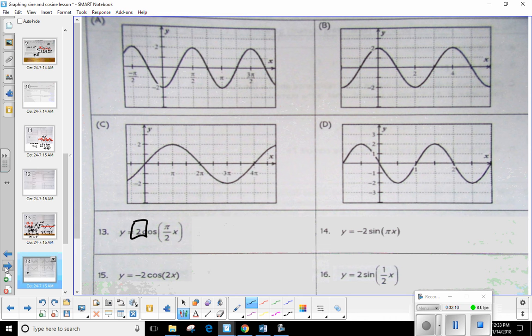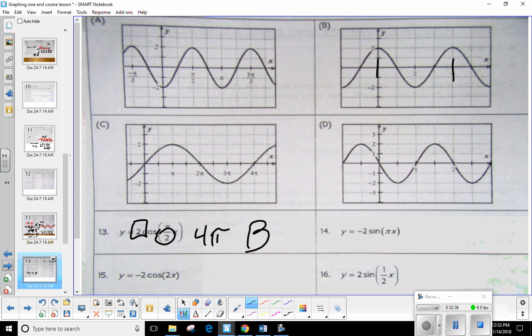Okay. Alize is saying B? Yeah. All right, so if the period is normally 2 pi, and I'm going to double it because of the reciprocal, then it should be 4 pi. So does it take 4 for that graph to repeat? Yes. That is absolutely right. So I would say that 13 is B.